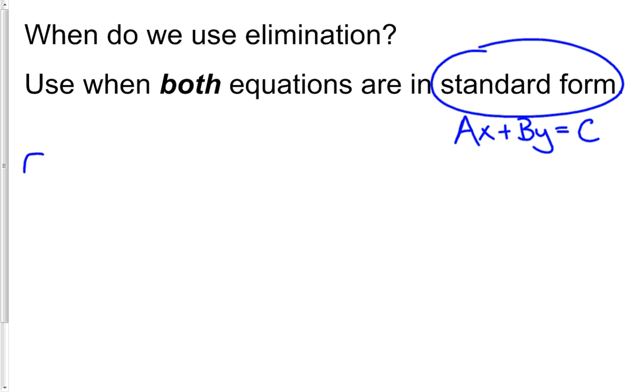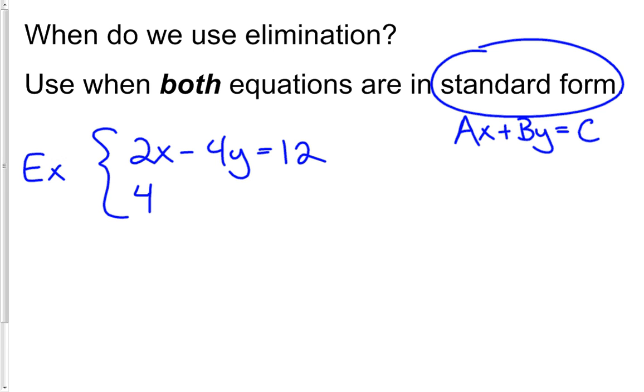So for example, if you had the system 2x minus 4y equals 12 and 4x plus 3y equals 18. Both our equations are in standard form, so this is when we would want to use elimination.